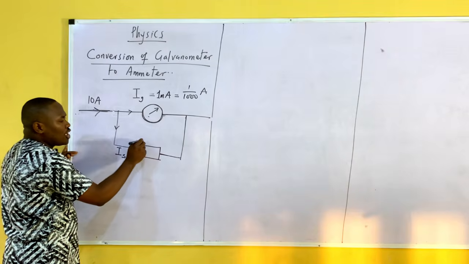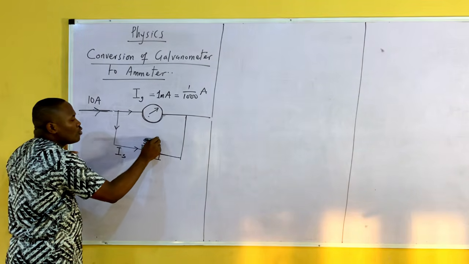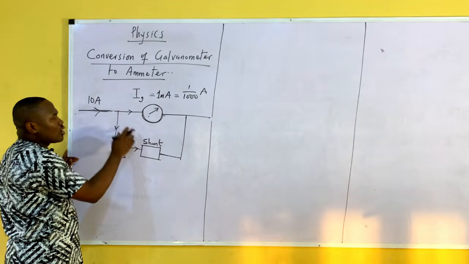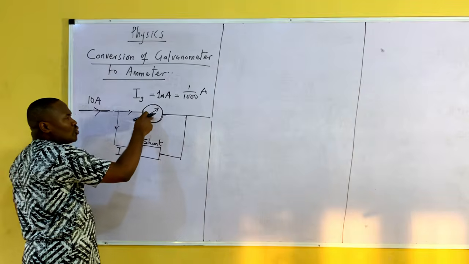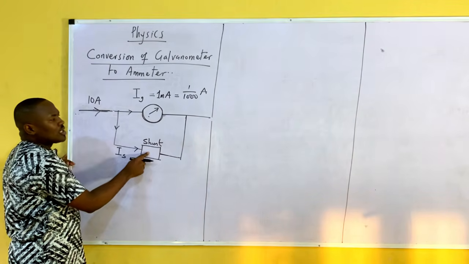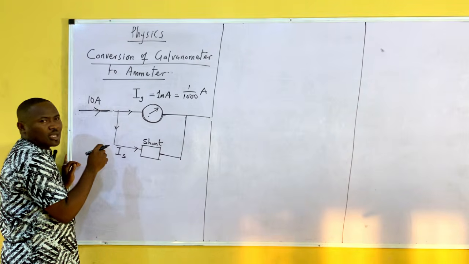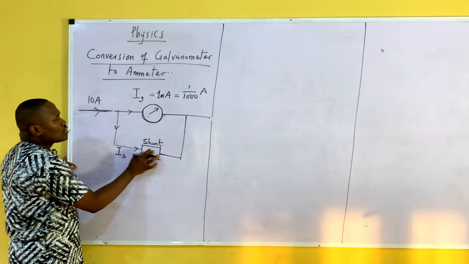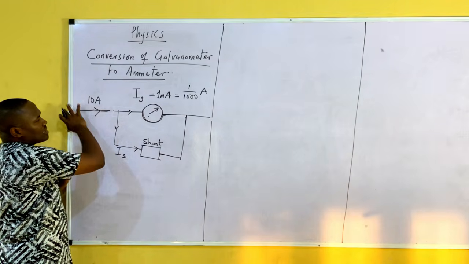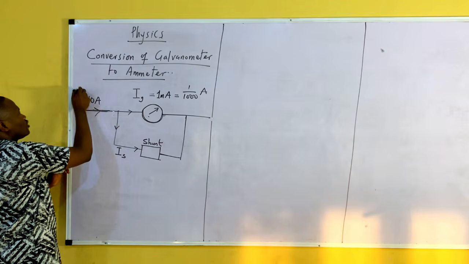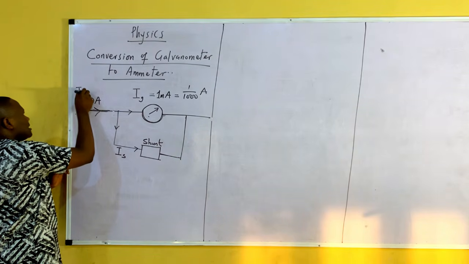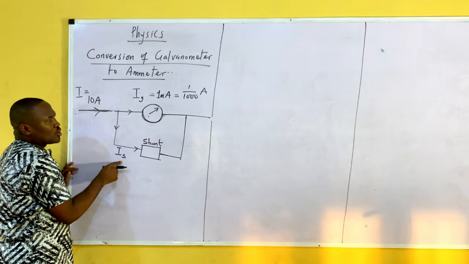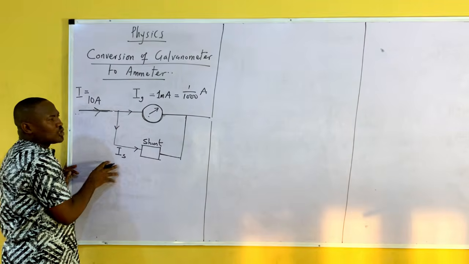What is a shunt? A shunt is a low resistance wire connected in parallel to the galvanometer. So the shunt will take some current out of the total current. So let this one be my total current. This is my standard, my total current is equal to 10 ampere. Then this is the current of the shunt, while this is the current of the galvanometer.